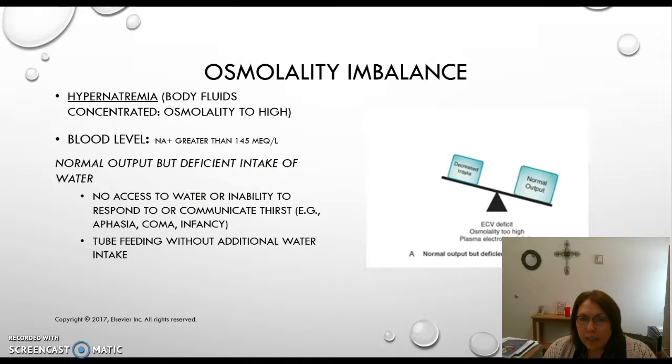Osmolality balance can occur, and we're going to talk about this a little bit more. Hypernatremia, so body fluids are concentrated, so the osmolality is too high. So with this, we're going to see a blood level of sodium of greater than 145 milliequivalents per liter. Normal output, but deficient intake of water. Okay, so if somebody has good output, but they're not taking in enough water, then their sodium levels can inadvertently be high. Also, we can see this with no access to water or the inability to respond or communicate when somebody's thirsty.